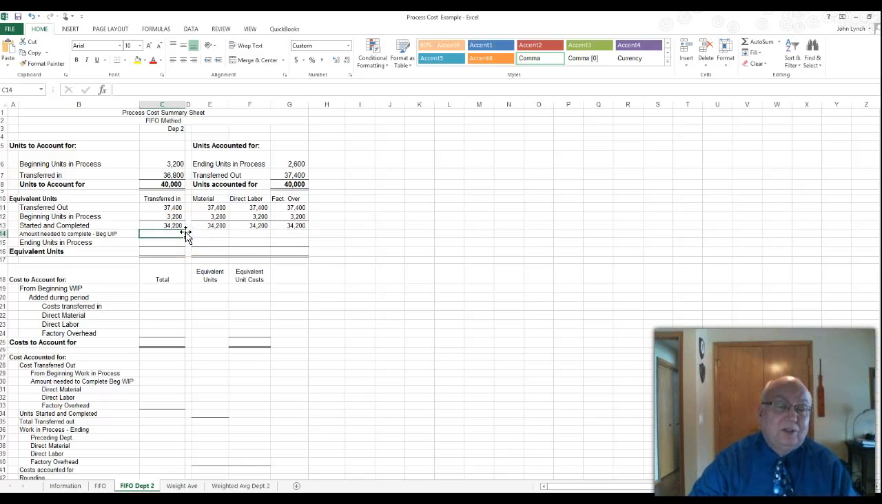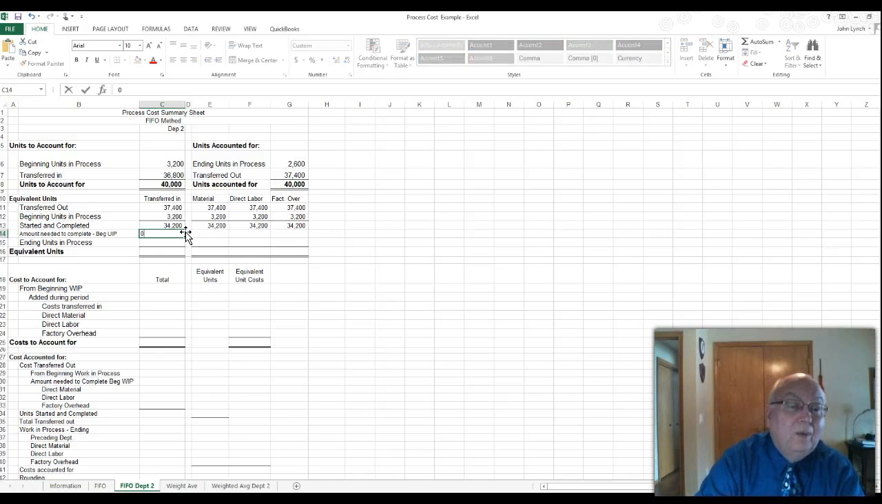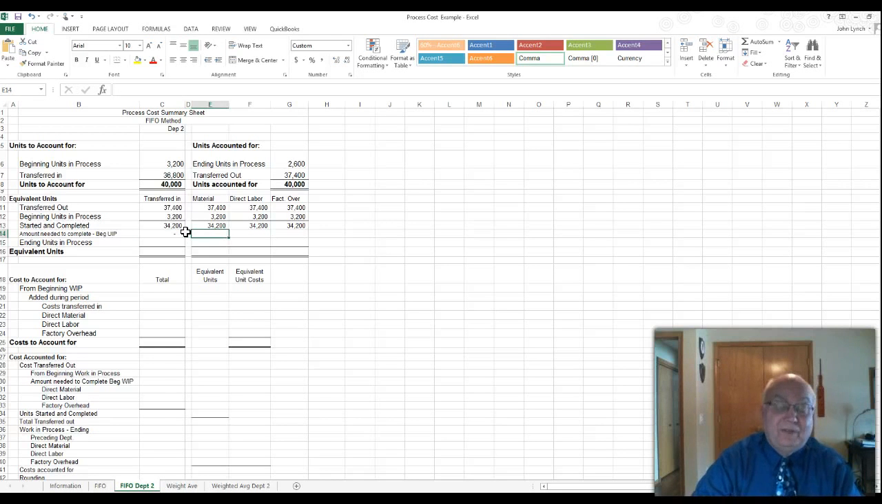Remember, this is FIFO, so this is what you needed to complete what you had started. Well, the transferred in will always be 0, because if you have to do anything to complete them, then you shouldn't have had them. Okay, now in this case, the material is also going to be 0 because it's 100% completed. In the example I gave you, 40% of the materials are added at the beginning, and the rest is added when labor is 70% completed. Well, labor is 75% completed, so that means 100% of the materials are in there.